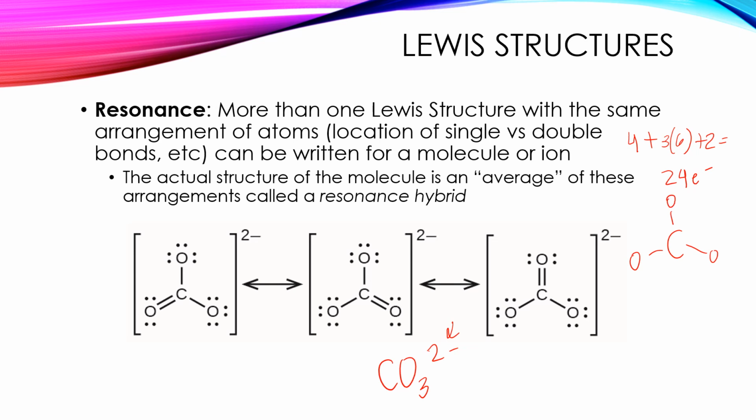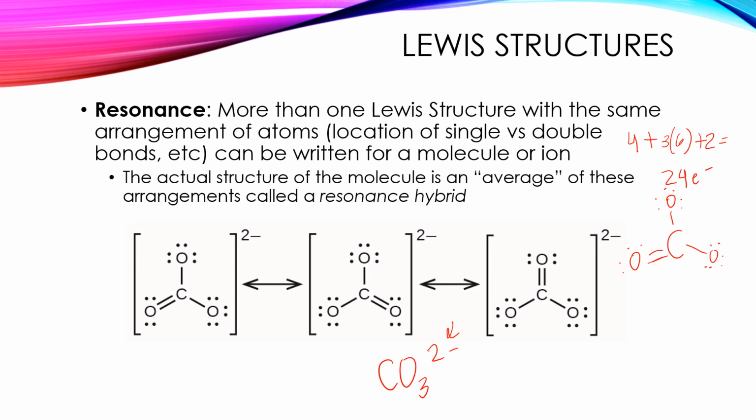I still have 18 electrons to go, so I'm going to fill out my outer electrons on my outer atoms. So there's 6, 7, 8, 9, 10, 11, 12, 13, 14, 15, 16, 17, 18, 19, 20, 21, 22, 23, 24. Okay, so that's all 24 electrons, but I notice that carbon doesn't have a full shell. So what I'm going to do is move one of these down in order to make it a double bond. And when I make it that double bond, now everybody has a full octet.